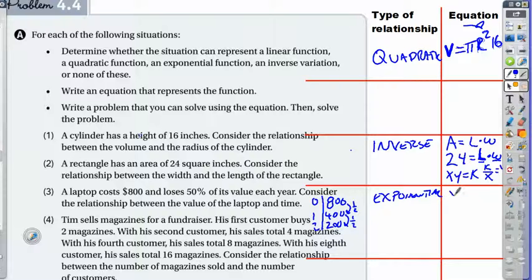Exponential relationships are written as y is equal to a times b to the x power, where a is the initial value, that would be 800, and b is the growth factor or decay factor, in this case. That's what you multiply by, in this case, 1/2.